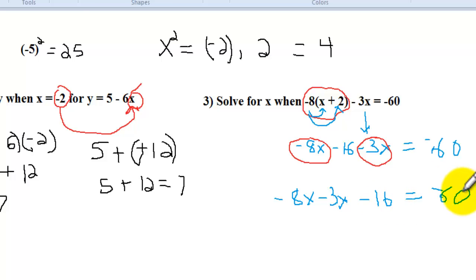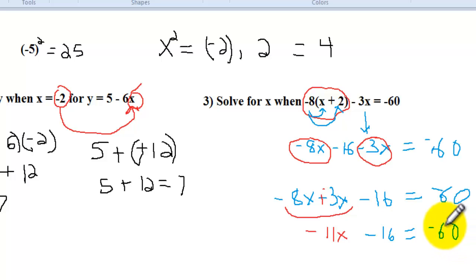I'm writing with a mouse, which is really weird. So negative 8x minus 3x, which is technically, and I'll add a different color, plus negative, meaning you add the opposite. So you have negative 11x. That's this combination. And then you have minus 16, that's still there, equals negative 60.